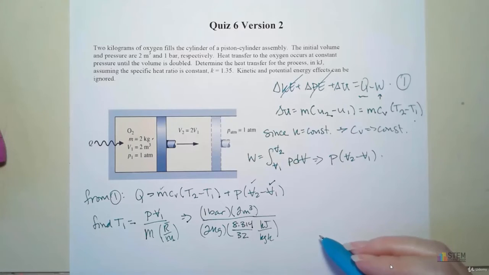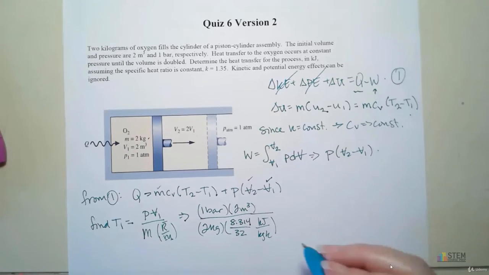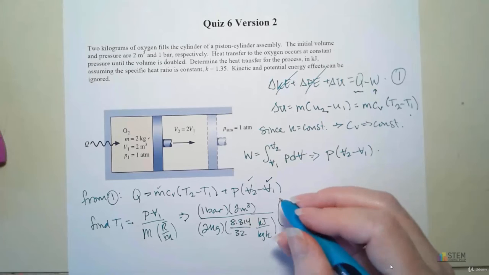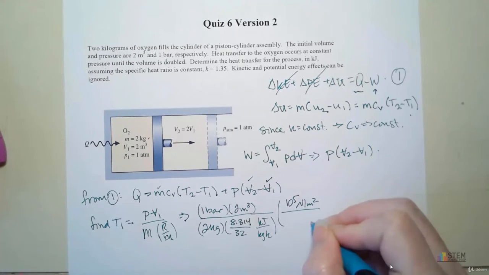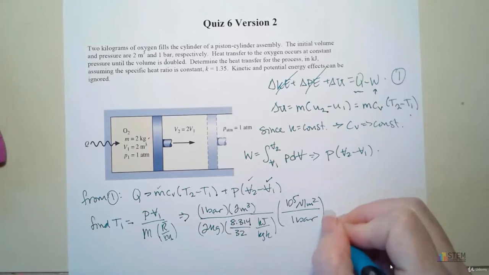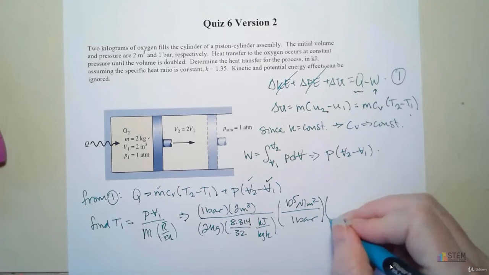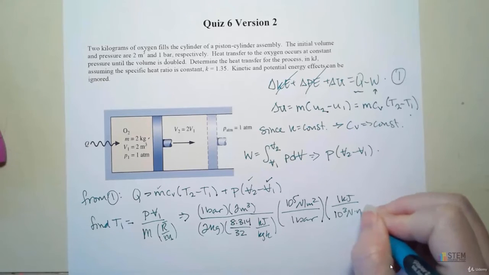All right, so now we have that. Now we got a bunch of units going on in here. We got bar, we got cubic meters, kilojoules, kilograms, and we just need the units to be in kelvins. That means we're going to have to do some conversions. First one, let's do 10 to the 5th Newton per meter squared. Put that over 1 bar. And then we're going to multiply that by 1 kilojoule per 10 to the 3 Newton meters.